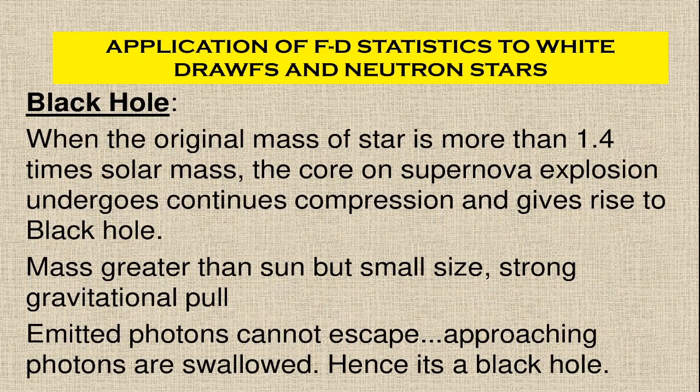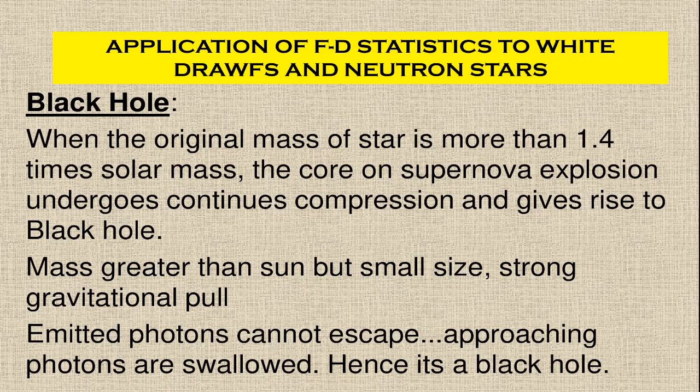Then we have one more concept, black hole. It's a popular term. We come across this term a number of times, so we should have some idea regarding this. What is a black hole? If the mass is less than 5 times, it was a neutron star. Now what happens if the mass is greater than 5 times? When the original mass of the star is more than 5 times the mass of the sun, then on supernova explosion, the core continues suffering compression indefinitely due to recoil. Then it gives rise to a black hole.